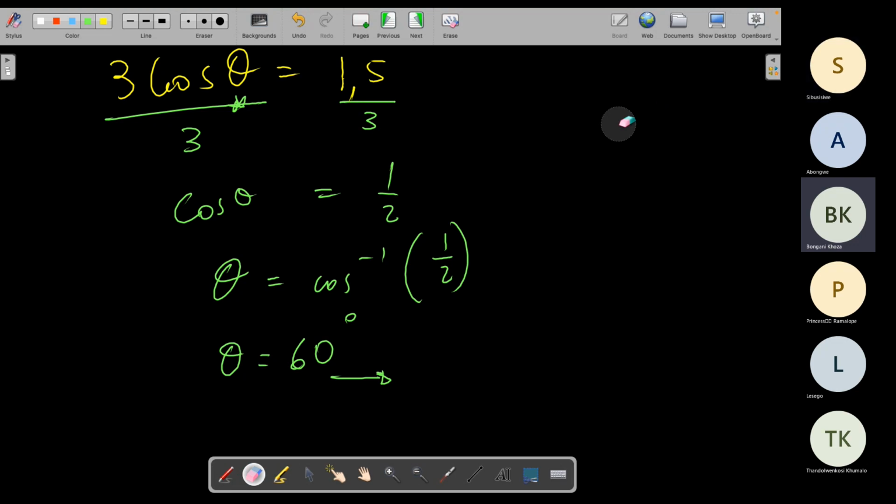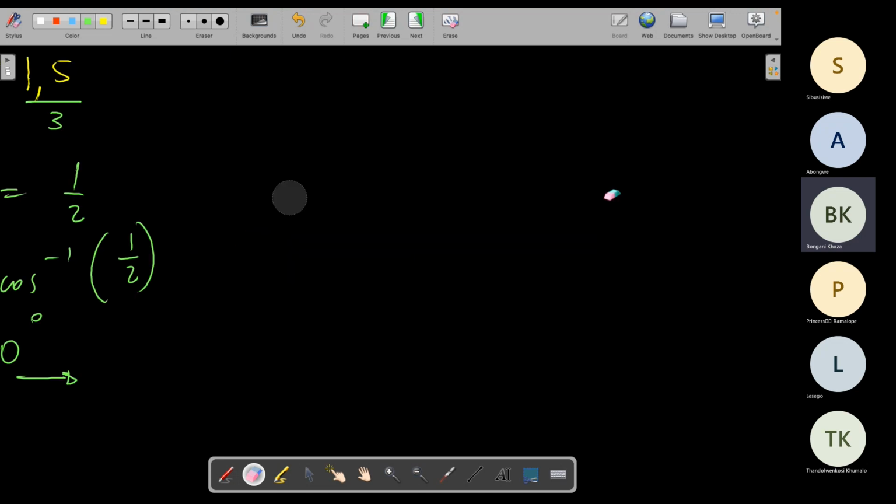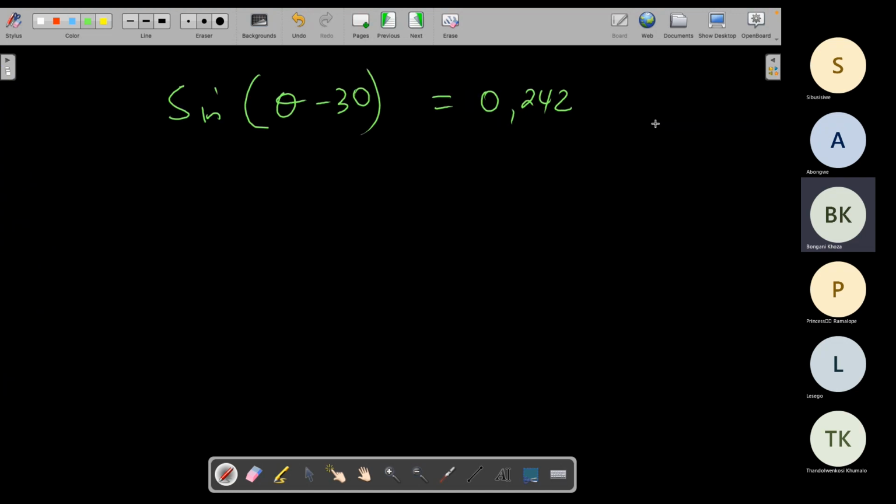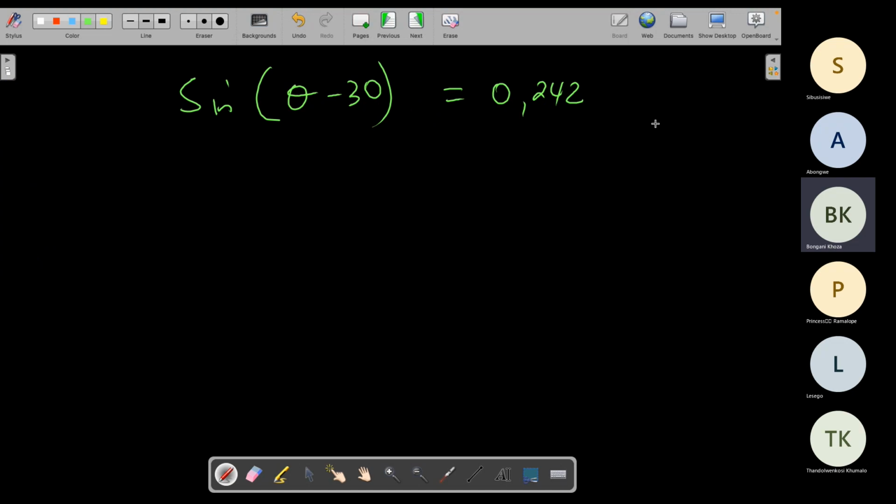No questions. Okay, and then if we were given something like this, let's see. We're given sine theta minus 30 is equals to 0.242, like that. So what's the first thing that we know we must do? We are trying to find the value of theta. So what's the first step that you need to do?